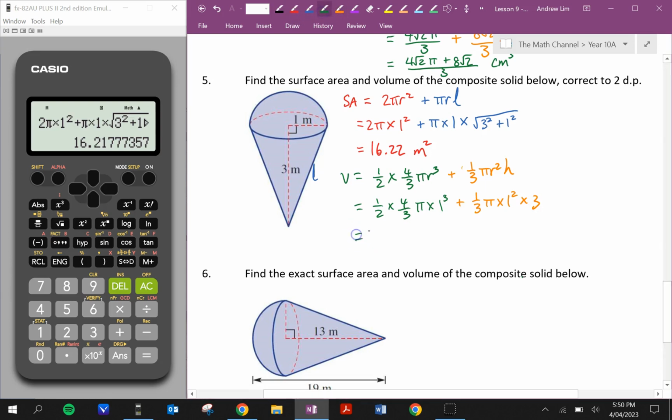Right, let's put it in our calculator. I know half of 4/3 is 2/3, so I'm just going to put that straight into my calculator. Times pi times 1 cubed plus 1/3 times pi times 1 squared times 3, which is 5.24 meters cubed.